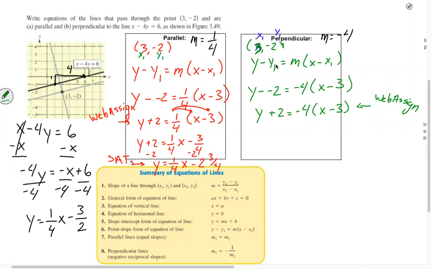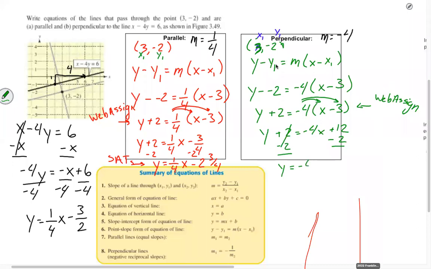All right, so like I said, maybe we have to go to y equals mx plus b. So I would just distribute this out. You get y plus 2 equals -4x plus 12. Subtract 2.